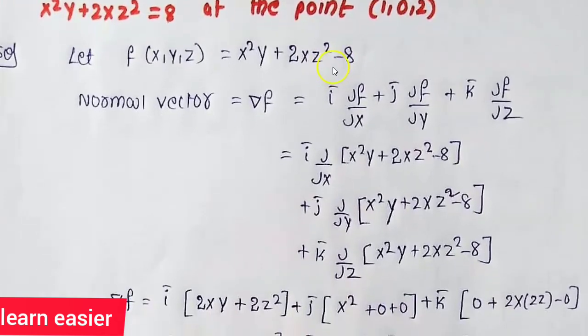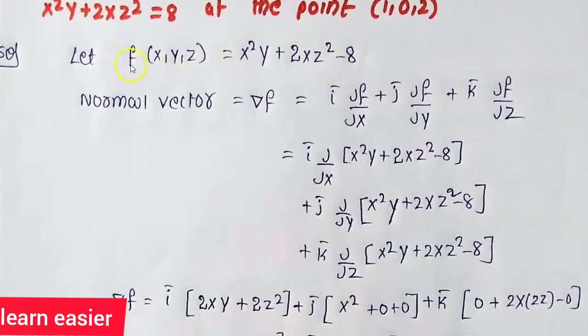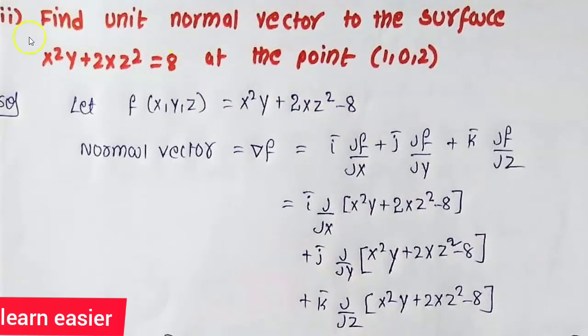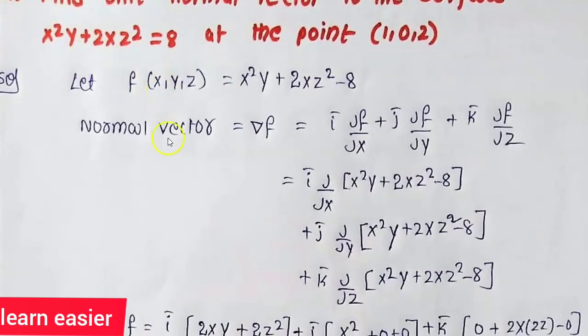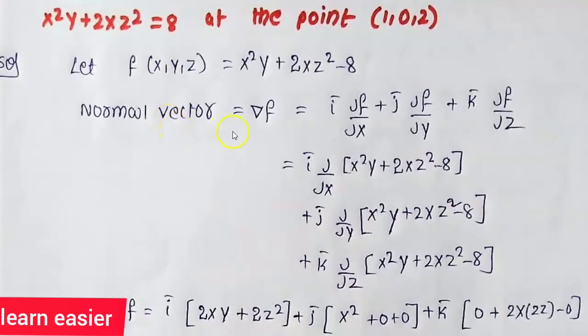Let's start the solution. Here we have, let f(x, y, z) equal x squared y plus 2xz squared minus 8, because the given function is here, so we take it as function f. And now the normal vector del f is equal to i bar into dou f by dou x plus j bar into dou f by dou y plus k bar into dou f by dou z. So this is the normal vector that we have to take.